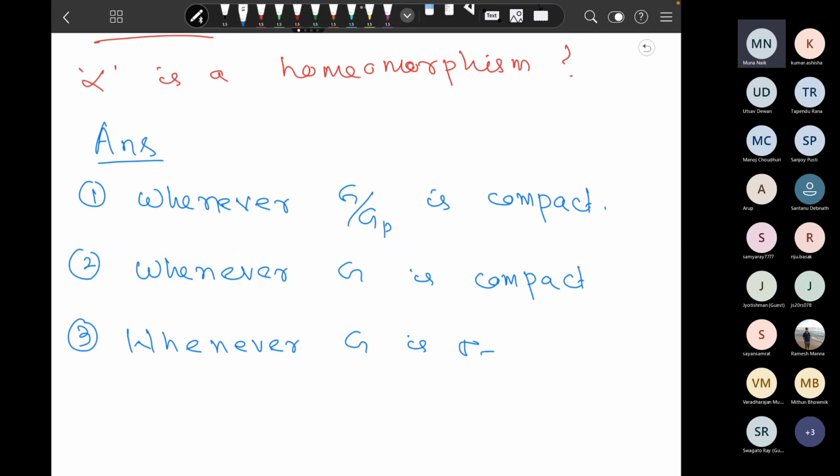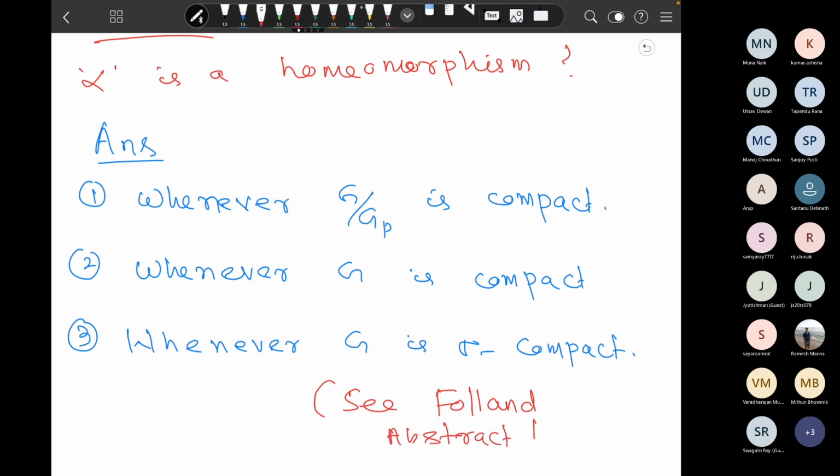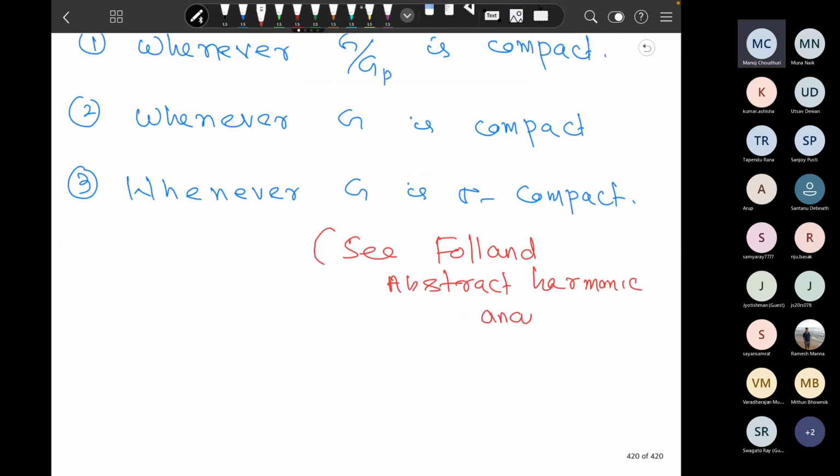G is sigma compact means simply it can be written as a countable union of compact sets. For the proof, you can see Folland, A Course in Abstract Harmonic Analysis. So you are saying that when G is sigma compact, then G mod GP becomes compact, or no, G mod GP isn't compact, but alpha becomes a homeomorphism. Yes. Just wait one second.